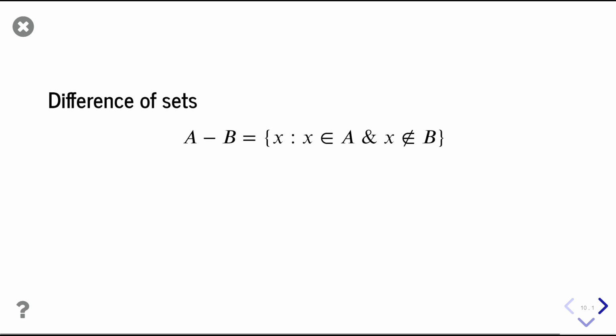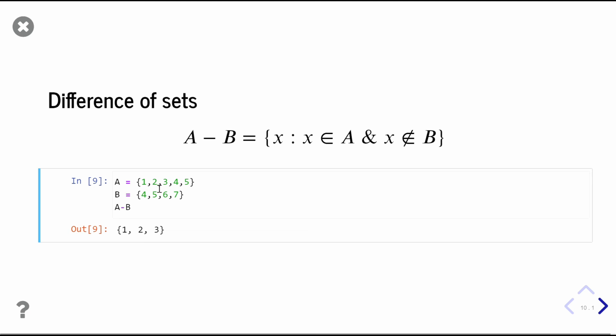We can find the difference of sets as follows. Suppose that we have set A having elements 1, 2, 3, 4, 5 and set B having elements 4, 5, 6, 7. The difference of sets is simply A minus B, and we get the result 1, 2, 3.